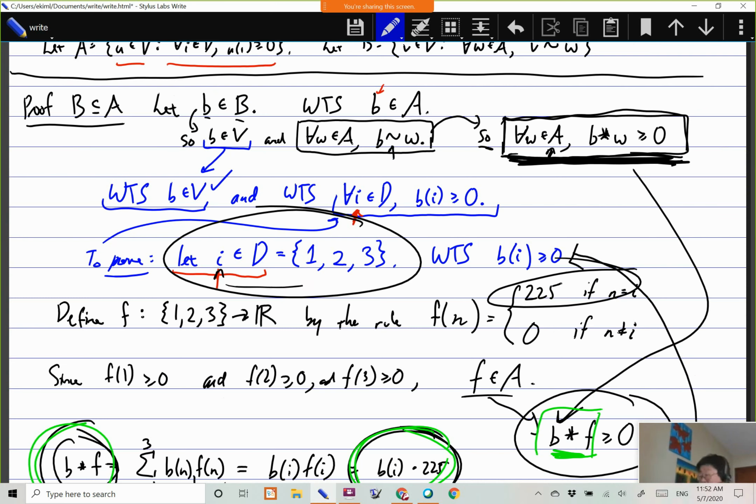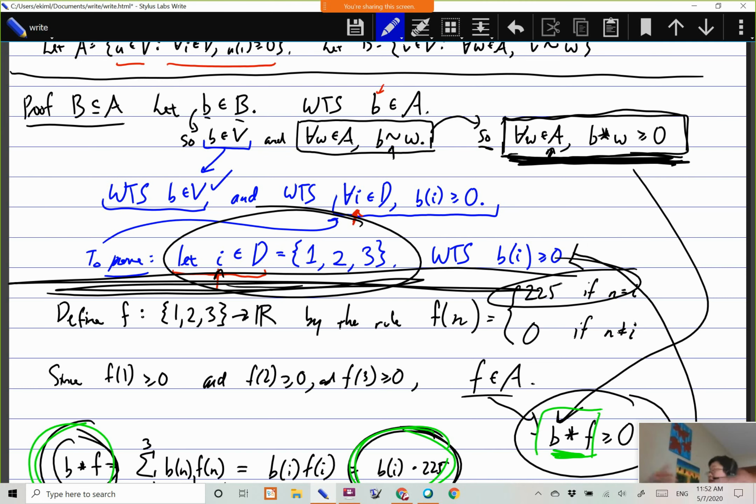We could have written this differently from this point onward. Instead of doing a piecewise function like I did here, which was a compact way to do things, you could have said either i equals 1 or i equals 2 or i equals 3. Case 1, i equals 1. Then define a function f in that case to be f of 1 equals 225, and f of 2 and f of 3 are both 0. And then run the same argument basically.